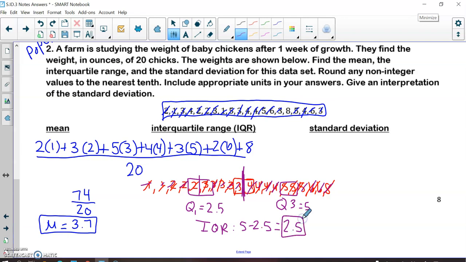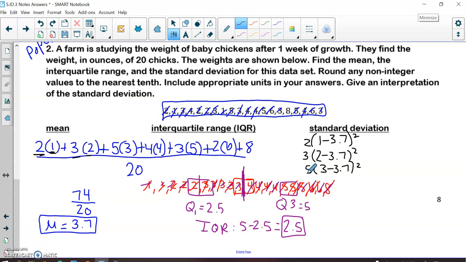All right, now we're going to do the standard deviation. In standard deviation, we have done this before. I'm going to do it again with you. So we take my data value of 1, and I'm going to subtract that from my mean, which was 3.7, and then I square that number. But since I had 2 ones, I'm going to multiply that by 2. My next data point was 2. I'm going to do the same thing, subtract from 3.7 and square it. But I had 3 2s, so I'm going to multiply that by 3. My next data point was 3. Same thing, but I had 5 3s.